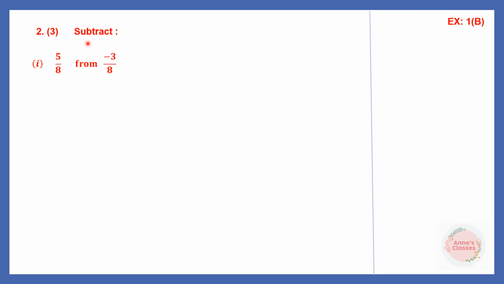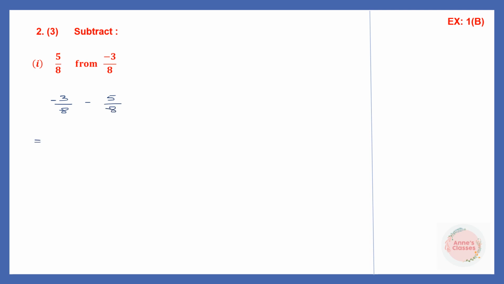Question 2, subtract. Question 1 under this is 5 by 8 from minus 3 by 8. So whenever you have the word from, you have to write what comes after that first. So we're going to write minus 3 by 8 first and 5 by 8 second. So this is minus 3 by 8 minus 5 by 8. It says subtract, so we are subtracting.